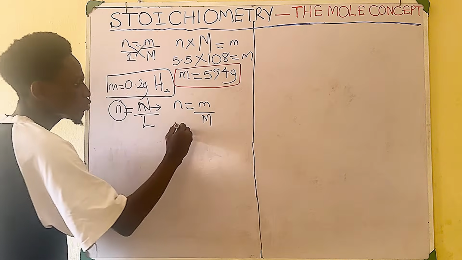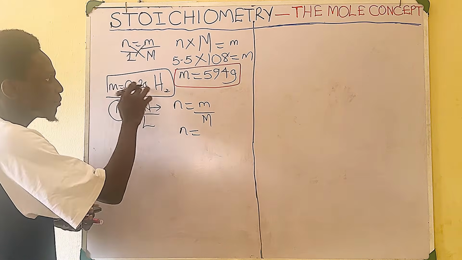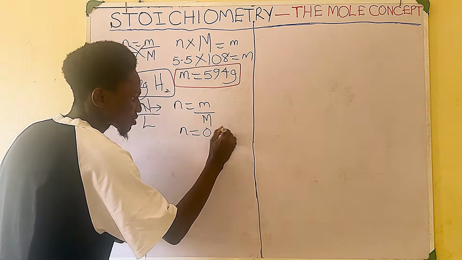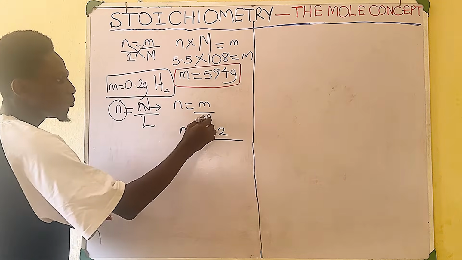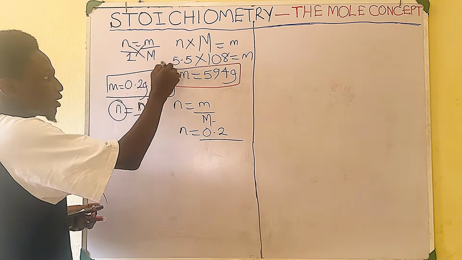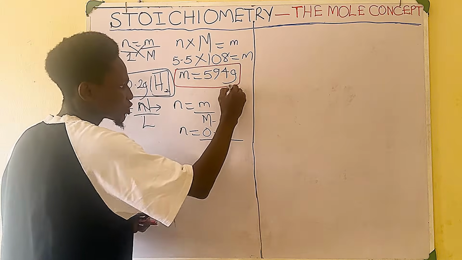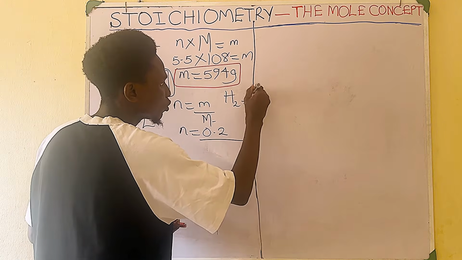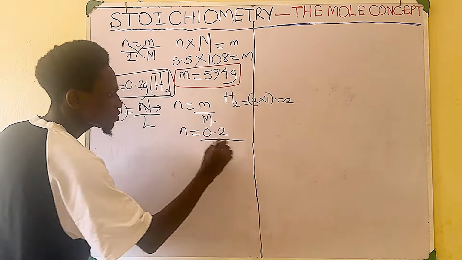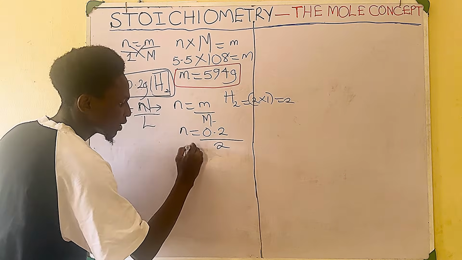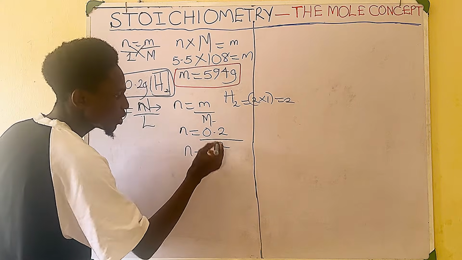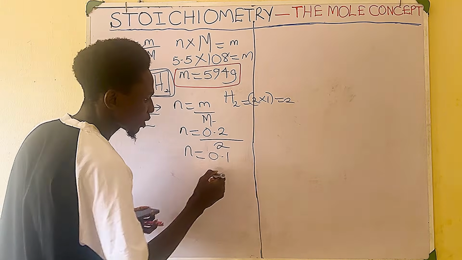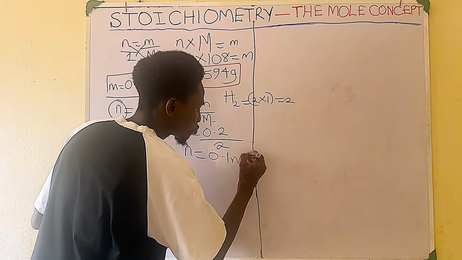So now, number of moles equals, we know the mass is 0.2 grams. Now, what is the molar mass? The reason why I wrote out H2 is so you don't mistakenly go and write H. The H2 will give you 2 times 1, so the molar mass is 2. So I have 0.2 divided by 2, which is going to give you 0.1. So I have 0.1 moles.